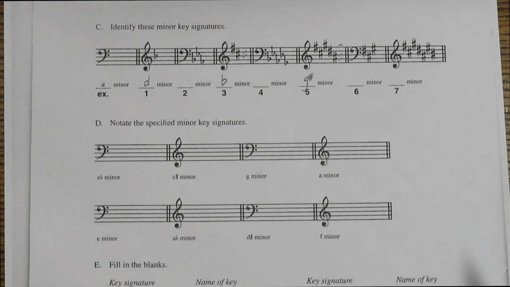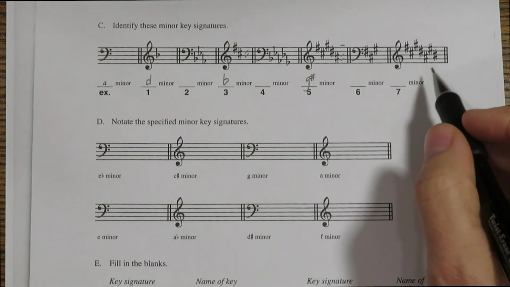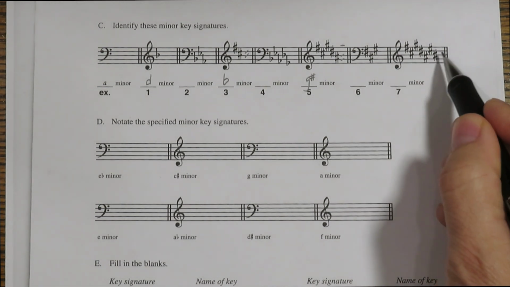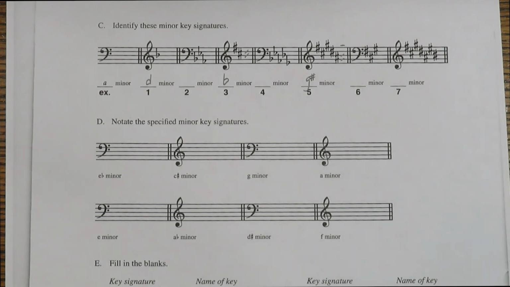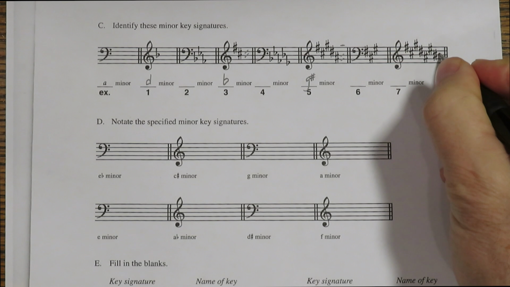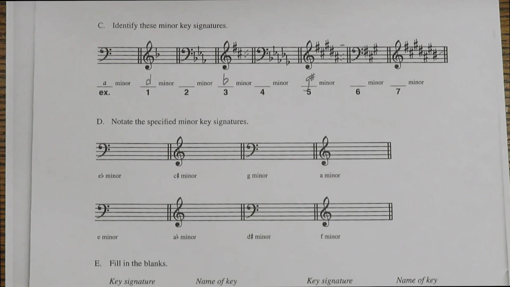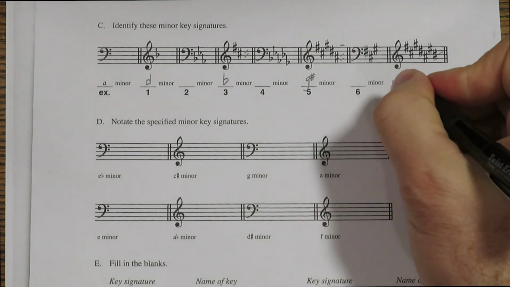Alright, so the last one here, we have 7 sharps. Okay, so B sharp would lead us to C sharp. So it'd be C sharp major. A minor third below C sharp would be A sharp.